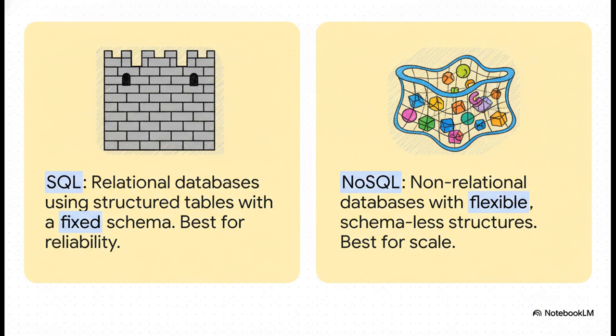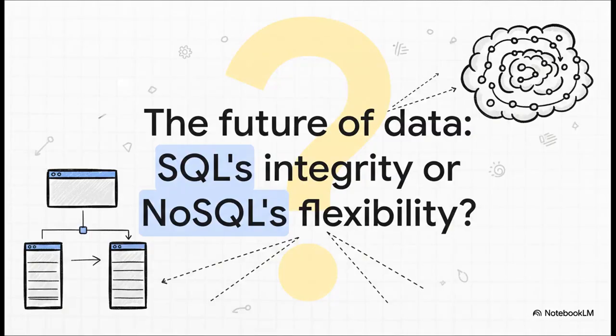SQL databases give you rock-solid structure and reliability, which is perfect for things like financial transactions. NoSQL databases, on the other hand, offer incredible flexibility and scale. That makes them ideal for handling massive amounts of unstructured data, like, say, all the posts from a social media feed. And that really is the fundamental question that developers and data architects are wrestling with every single day.